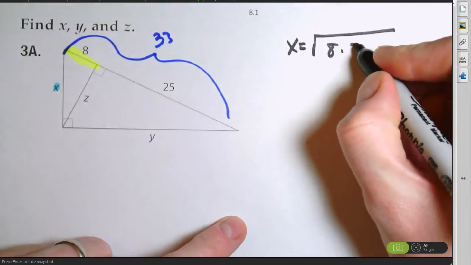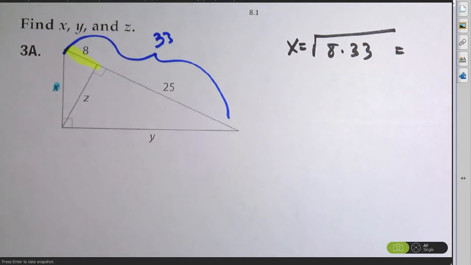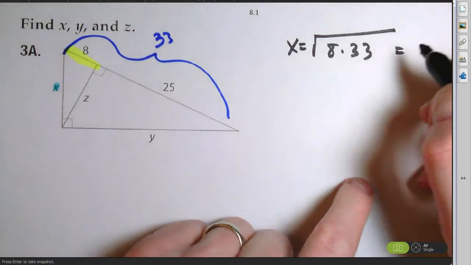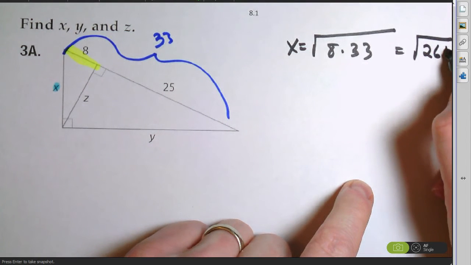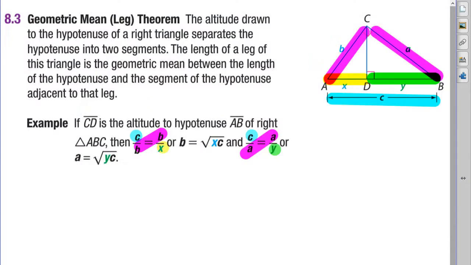the square root of 8 times 33, which, to be a little lazy here, let me pull out my calculator, 8 times 33 is 264. Again, I'm not concerned with simplifying that one, so it's equal to the square root of 264. It goes back to that last theorem: the leg of the big triangle is the geometric mean of the hypotenuse and the little segment next to it.